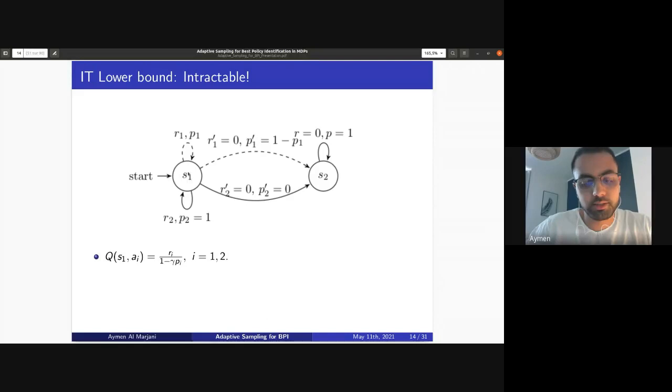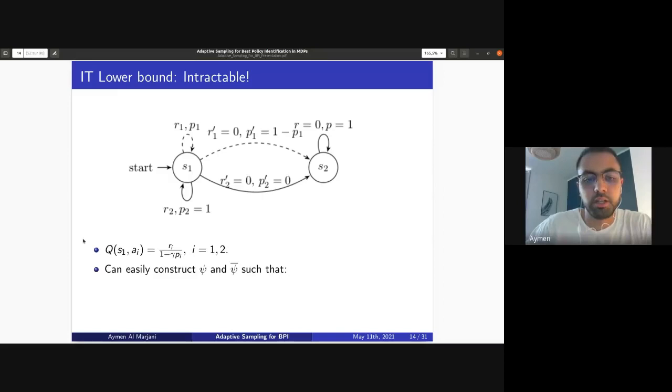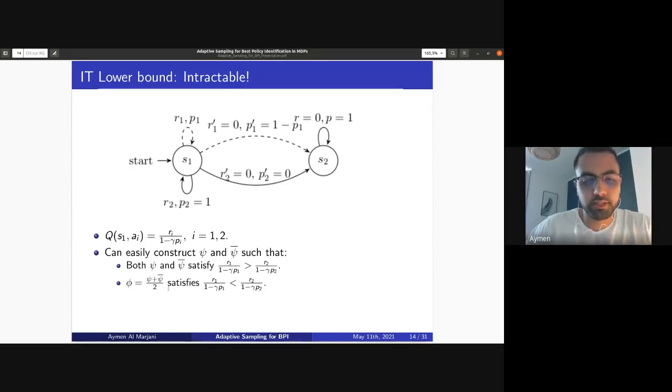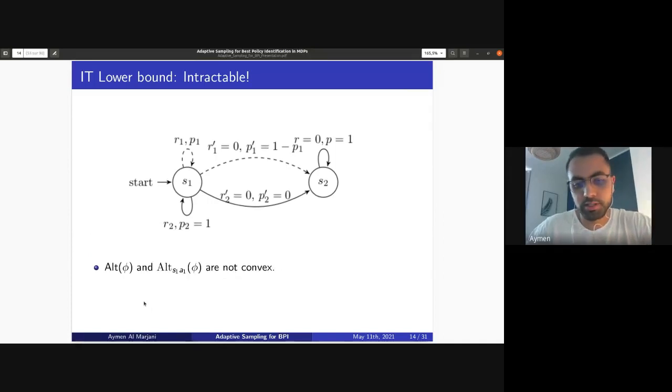In this setting, it's easy to see that the Q function has this nice expression here, depending on the rewards and the transitions. And you can easily come up with numerical values for R1, P1, and R2, such that you have two instances where the action A1 is the optimal action, but the average of these instances has the action A1 as suboptimal, and A2 becomes optimal in the average. So what this shows is that the alternative set of instances phi, and the subset where action A1 is optimal or becomes optimal, are not convex.